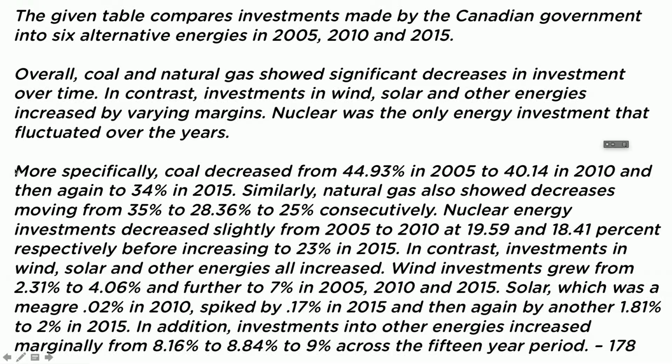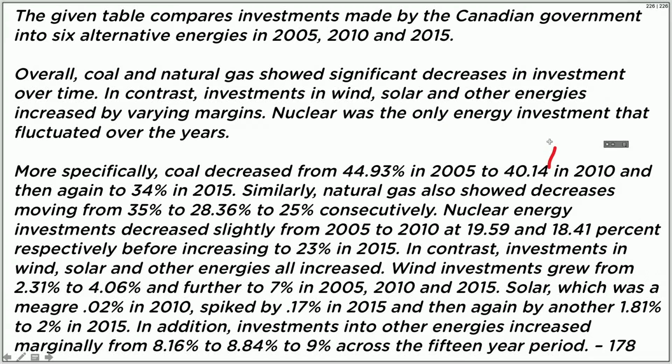Let's have a look at this one. More specifically, coal decreased from 44.93% in 2005 to 40.1%. Now I start the editing process because I've forgotten to put a percentage sign here. Just a little thing. And then again, similarly, natural gas also showed decreases moving. Now, where was the other one? I made a mistake in some years. Here. Solar, which was a meager 0.02 in 2010, spiked by 0.17 in 2015. Okay, so I want to fix that because that was 2005. This was 2010, and then that was 2015.